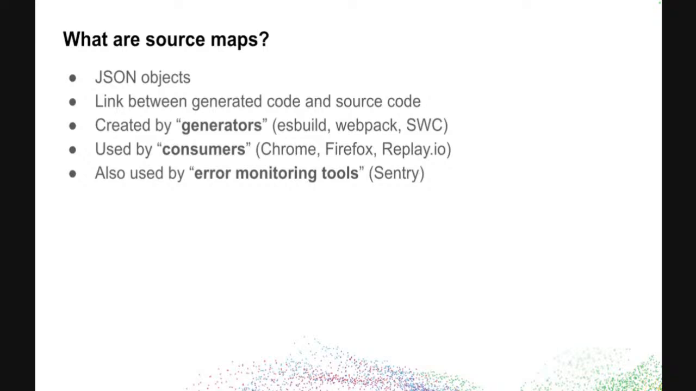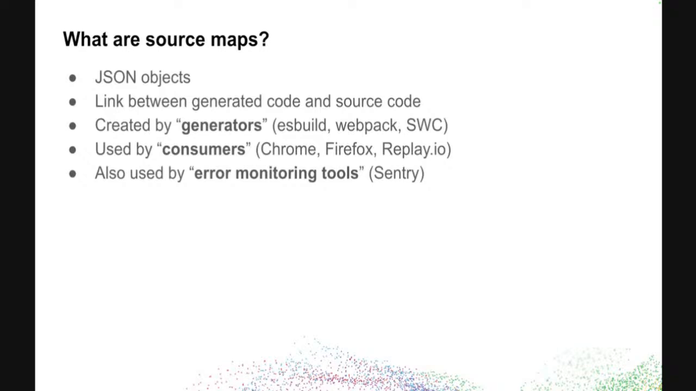So if you use something like SWC, esbuild, or Webpack, those are the tools that create the source map as they go along. And then they're used by what we've been referring to as consumers, which is your debugging tool when you actually stop at a breakpoint. So maybe Chrome or Firefox, or an external tool like Replay, and they pick up the information.